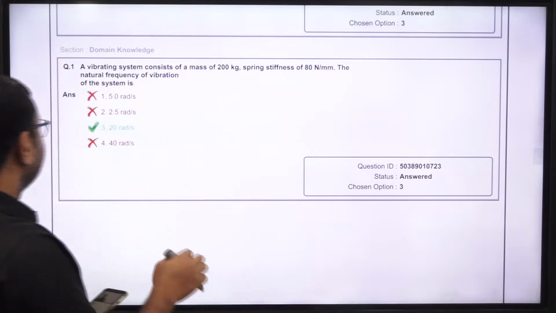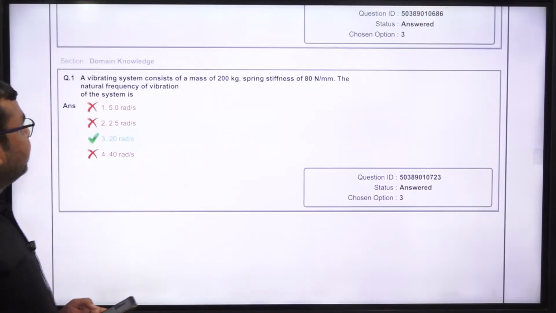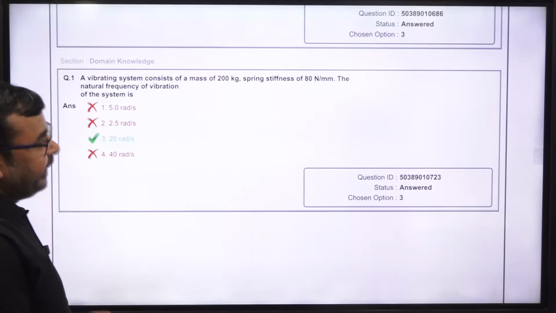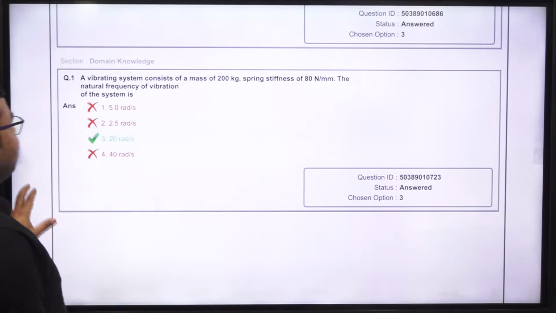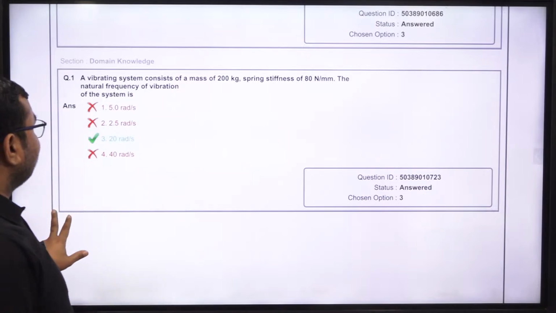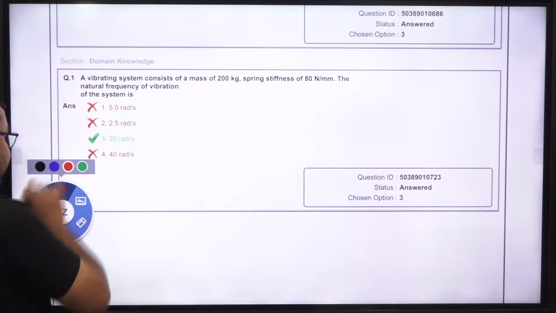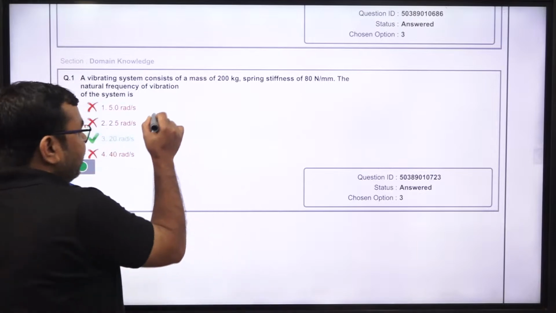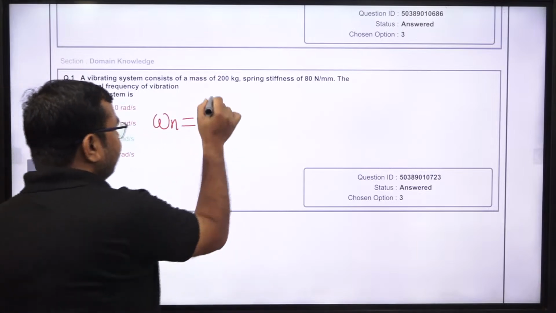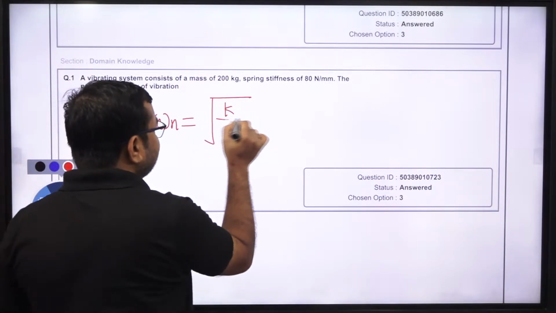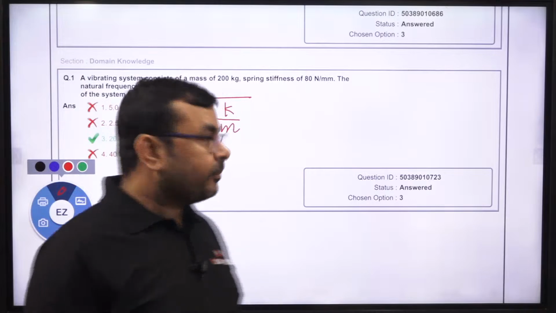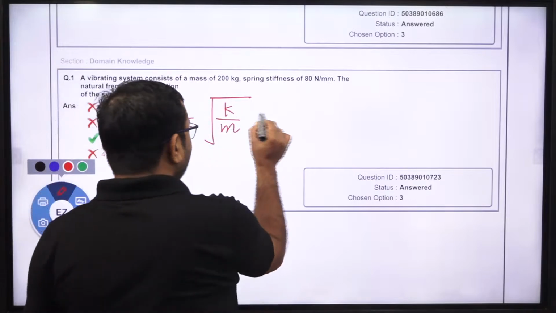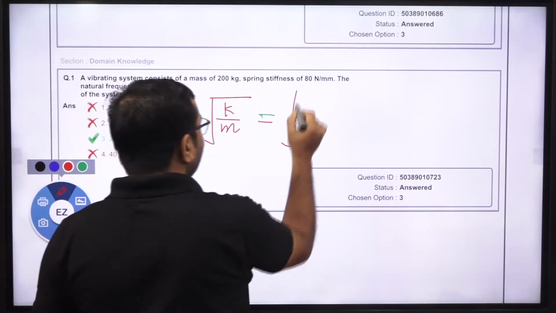So you can see here the first question: a vibrating system consists of a mass of 200 kg, spring stiffness of 80 Newton per millimeter. Then the natural frequency of the vibration system is. So here you need to calculate natural frequency of the system. So as you know that omega n is nothing but square root of k by m. This is a very simple formula. Yes or no? If you put these values in this formula, then you will get the answer.